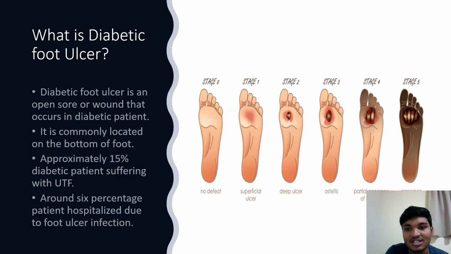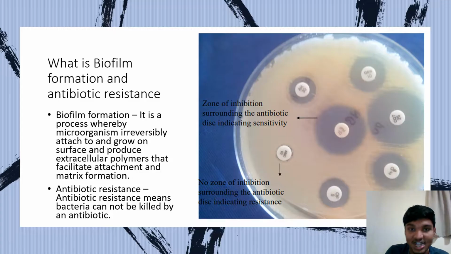In stage 1 you see there is no defect. In stage 2 you can see a red mark or ulcer. It is going to be more dangerous. You can find a complete ulcer in stage 3, osteitis in stage 4, and in stage 5 you can see it has completely damaged the bottom part of the foot. So this is what happens in diabetic patients, and approximately 15% of diabetic patients suffer from this disease, and 6% of patients have to be hospitalized just because of this infection.